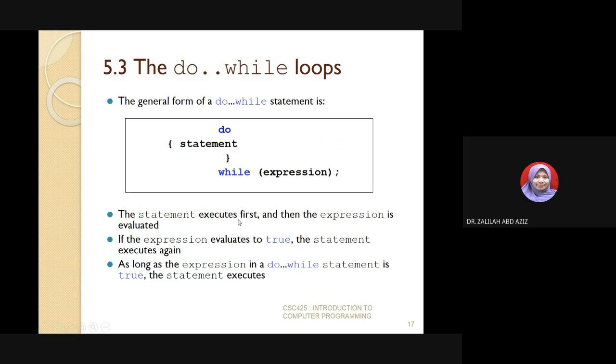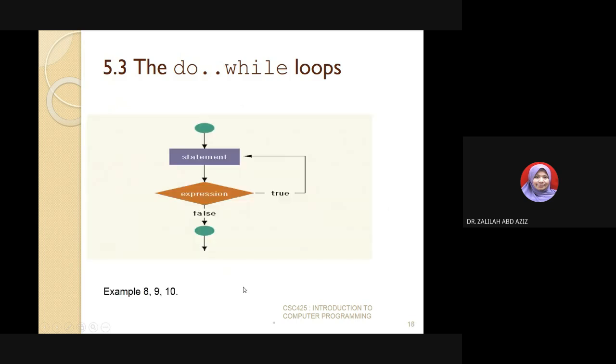Okay, the statement execute first and then expression is evaluated. If the expression evaluates to true, the statement executes again. Okay, kalau expression ni true, macam saya bagi tahu tadi, dia akan buat semula statement ini. Okay, as long as the expression in do while statement is true, the statement executes. Okay, this is the flow chart for do while. Okay, statement dulu and then baru evaluate expression tu. Kalau true, buat semula. False, dia akan keluar daripada loop ini.